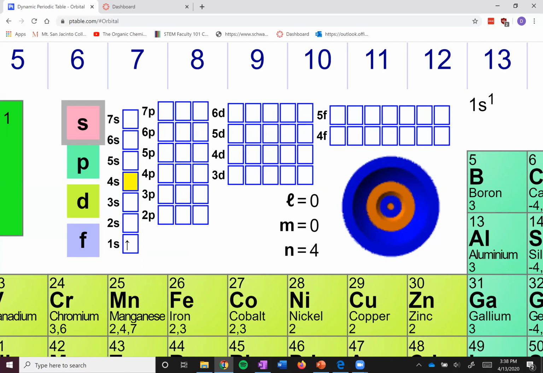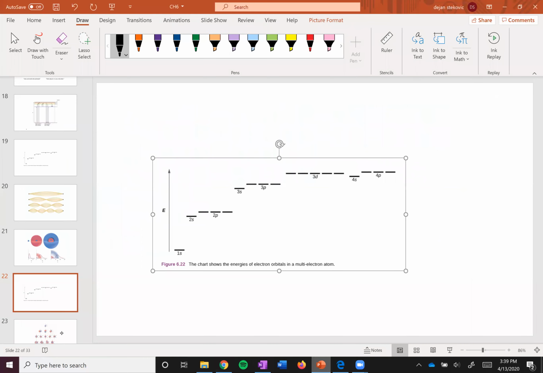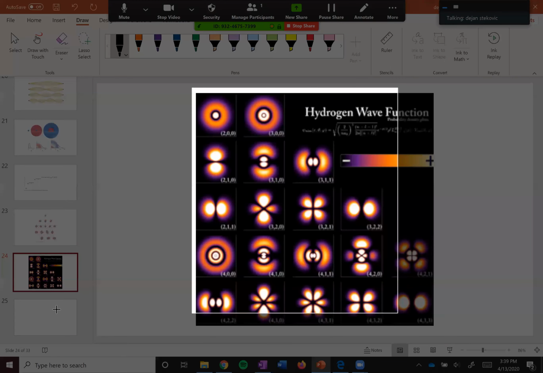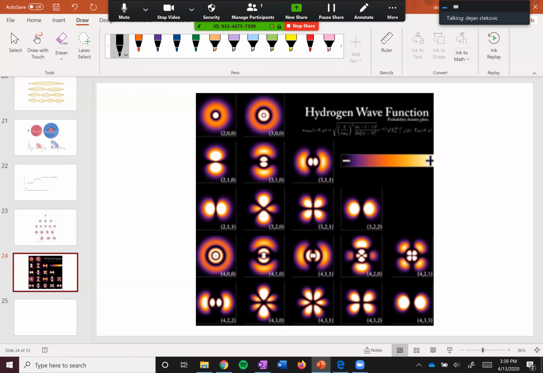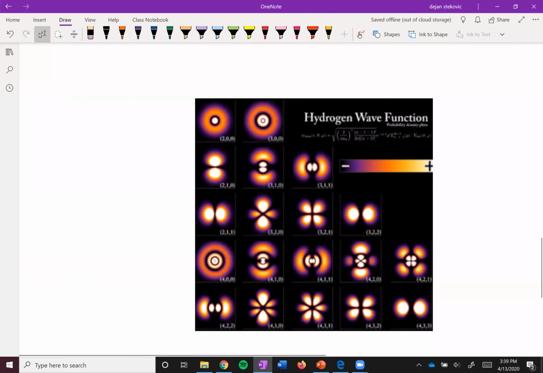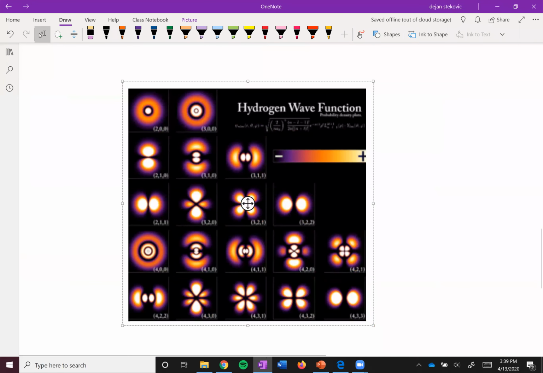Think about what the values of n are, and if your n is equal to some number, what are the allowed values of l? What does that mean? What are the allowed values of m sub l, and what does that mean? What is m sub s? What does that mean? So really take a good understanding of this periodic table. Here's just another picture of these orbitals. Right, same thing here, just solving the hydrogen wave function to get these different types of orbitals.